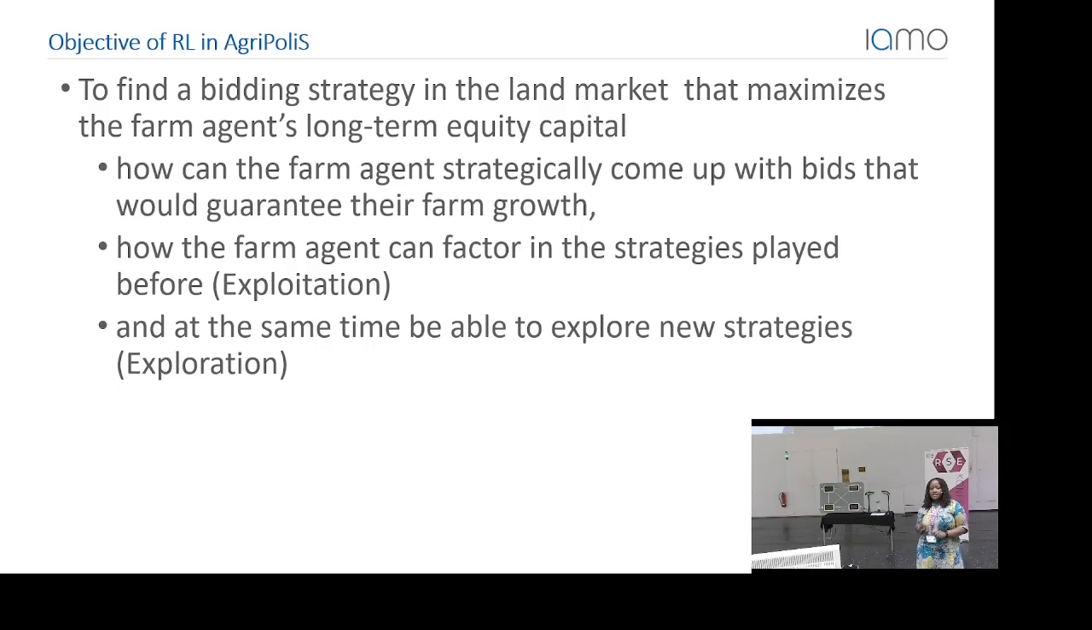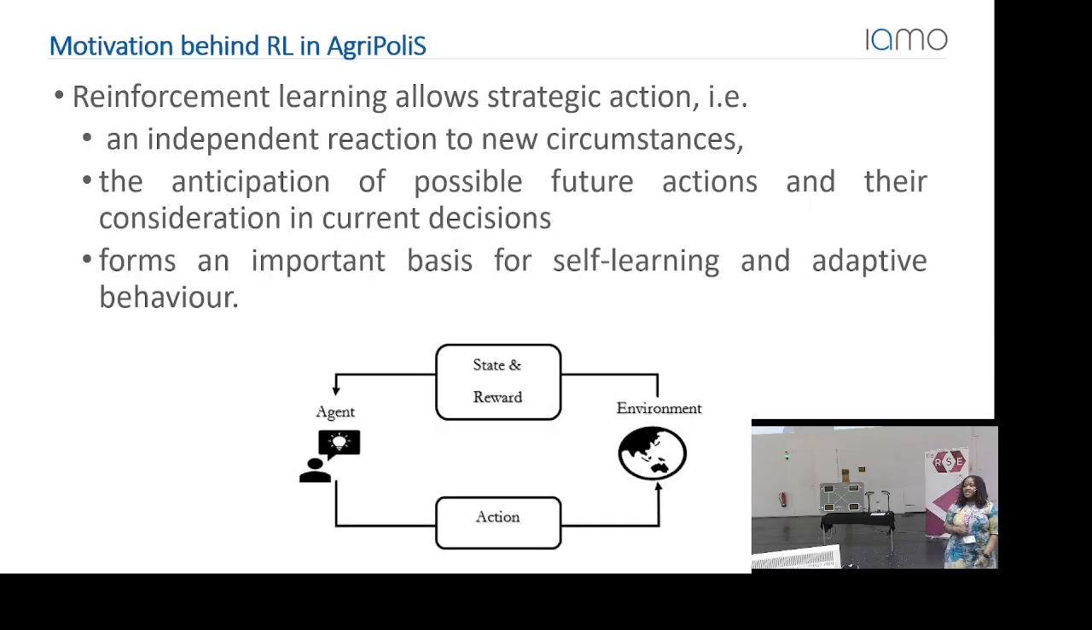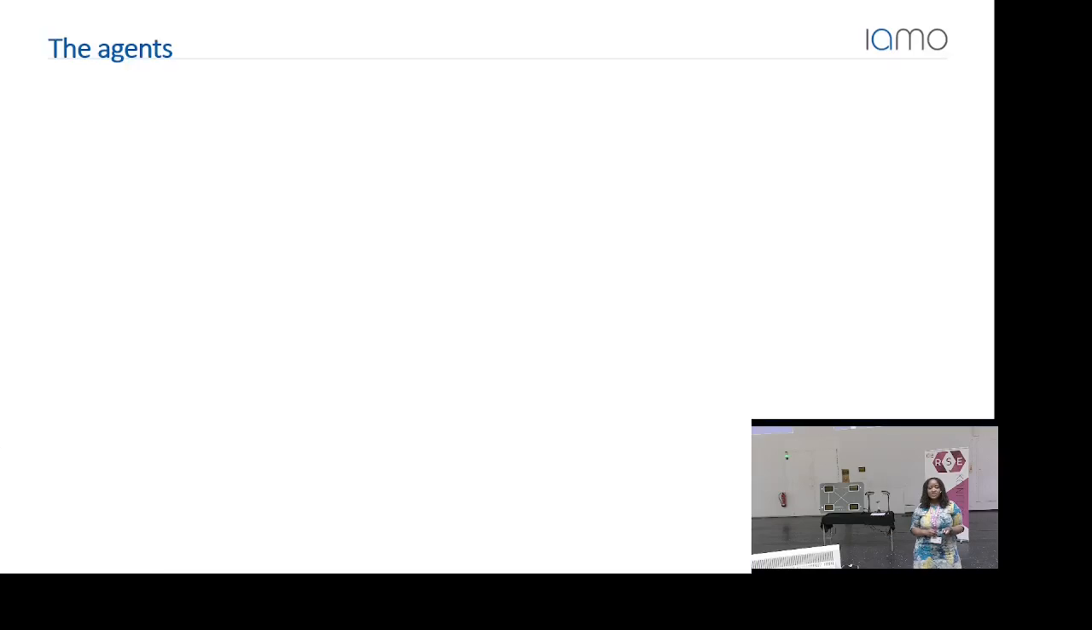So there are three intertwined ideas. How do I come up with a very strategic bidding amount? At the same time, I should be able to factor in strategies that worked, bidding amounts that got me the land in the previous time, but also at the same time, I should be able to explore new ways of bidding. So to that effect, we now implement reinforcement learning because we consider different ways. I'm going to explain how we do it through our experimental setup.